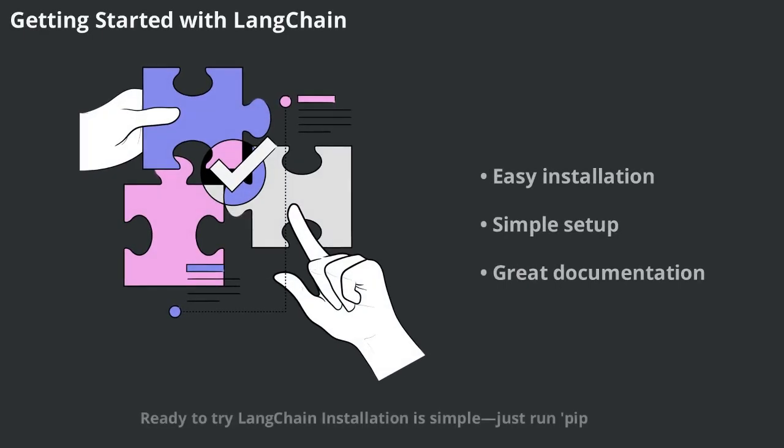Ready to try LangChain? Installation is simple. Just run pip install LangChain to get started. The basic setup involves importing your preferred LLM, setting up chains, and defining prompts. From there, you can experiment with memory, agents, and your own data. LangChain's extensive documentation and active community make it easy to learn and troubleshoot as you build.